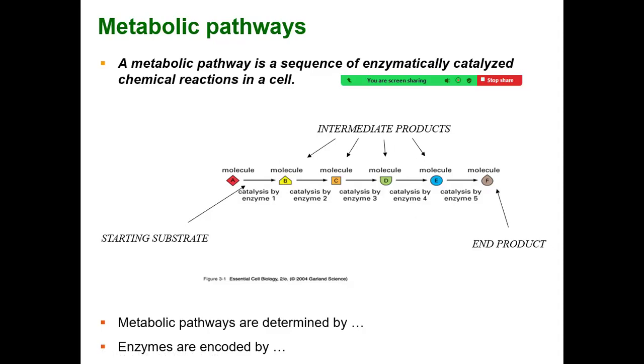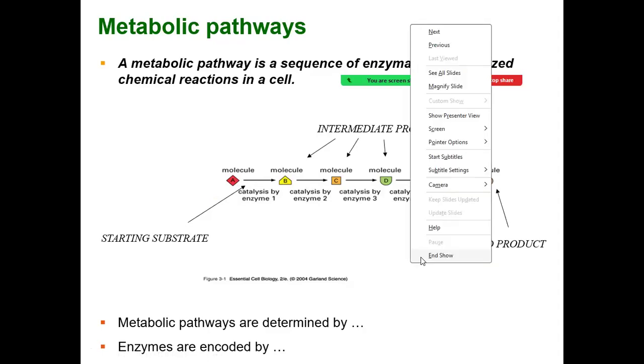Any question about any of that? So metabolic pathways are determined by enzymes making the reaction move, meaning enzyme 1 converts molecule A to B, enzyme 2 converts molecule B to C, etc. And enzymes are coded by genes, so a metabolic pathway ultimately will depend on a person's genes. Any question about any of that? Or I should say an organism's genes.